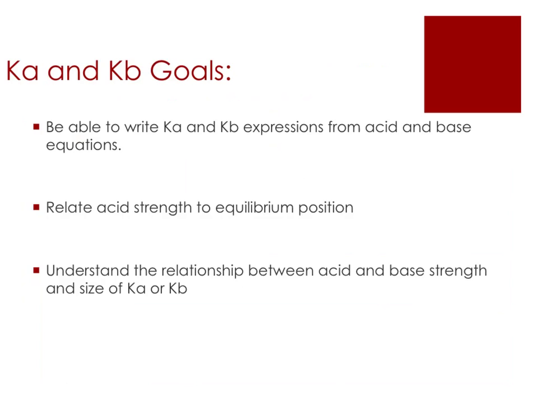The same can be said for base strength. Strong bases have an equilibrium position that favors the products, and weak bases have an equilibrium position that favors the reactants. And finally, we looked at the relationship between acid and base strength and size of Ka and Kb. Again, large K values signify strong acids and bases due to the equilibrium position being far to the right.